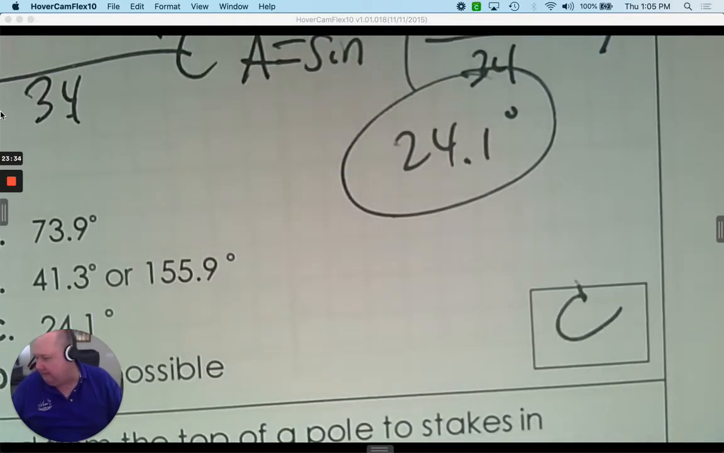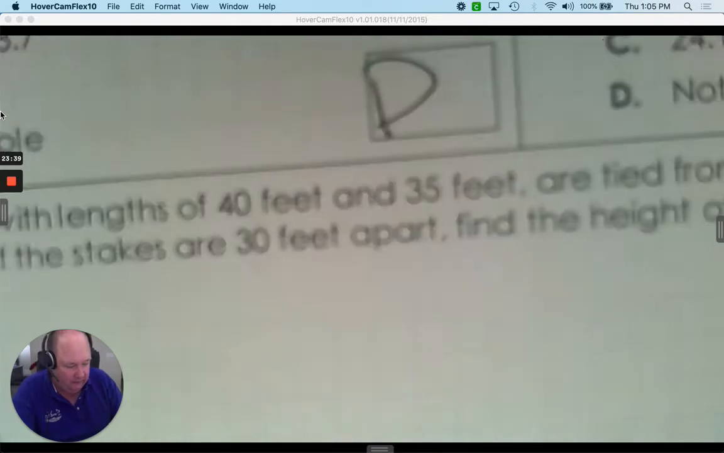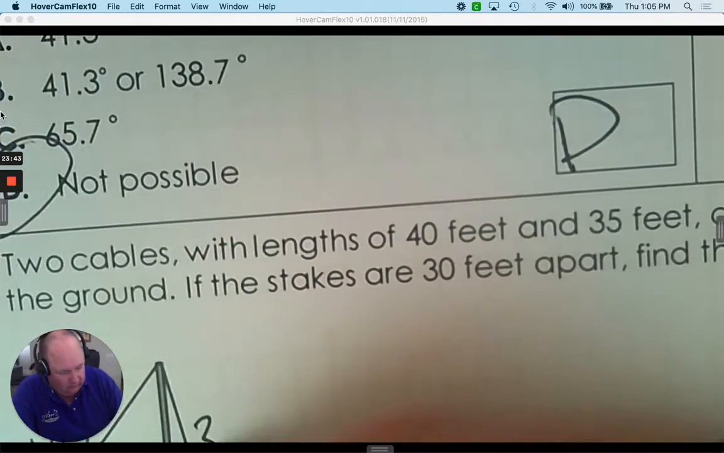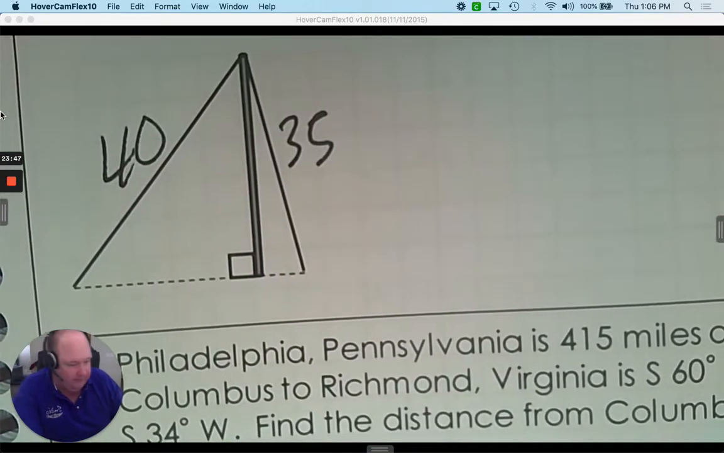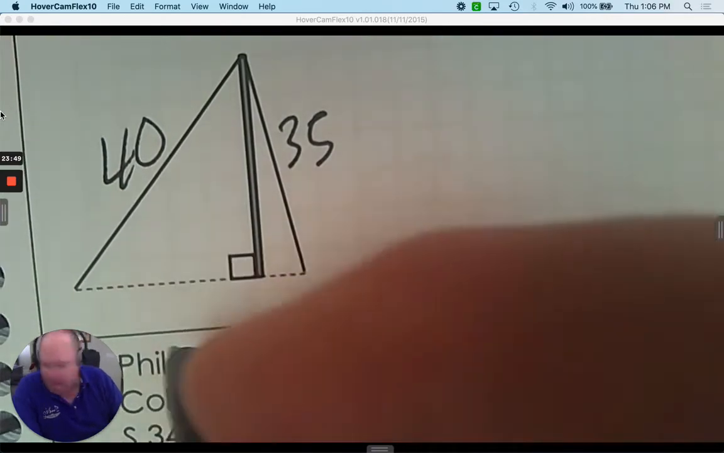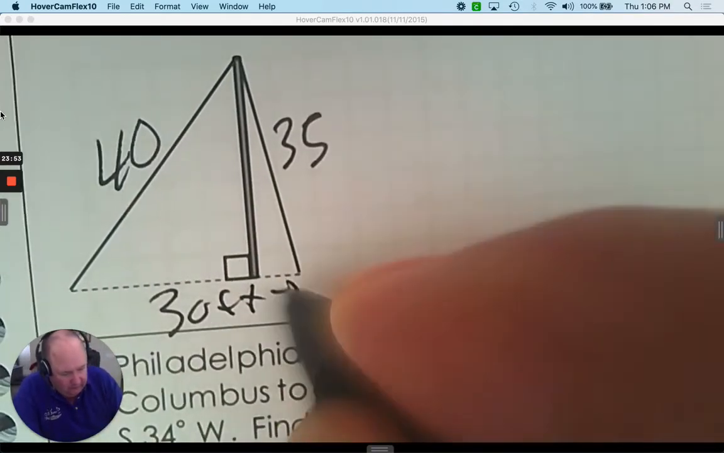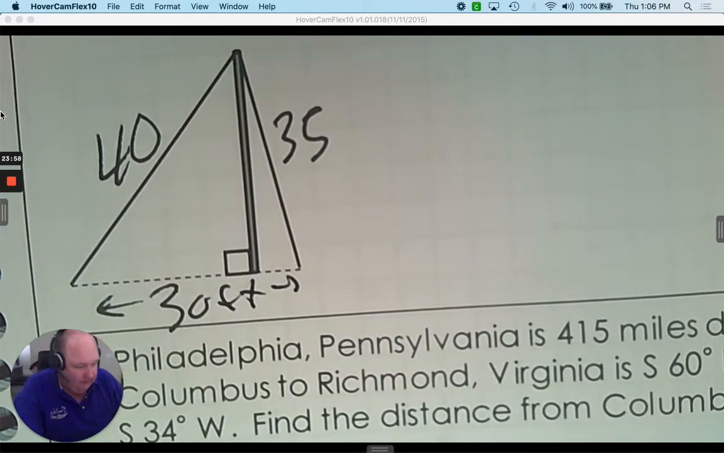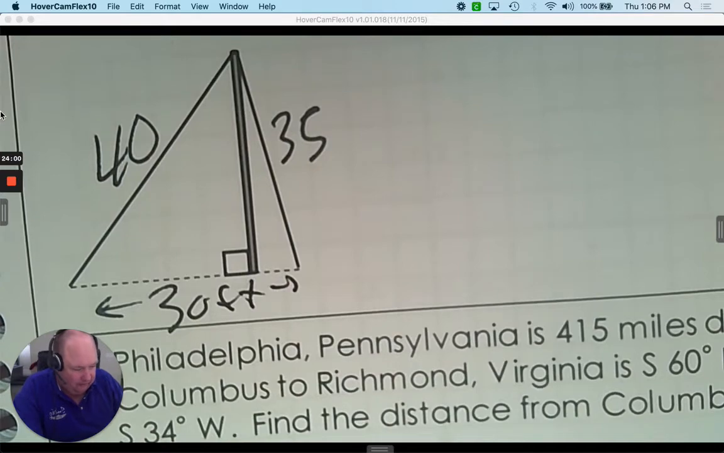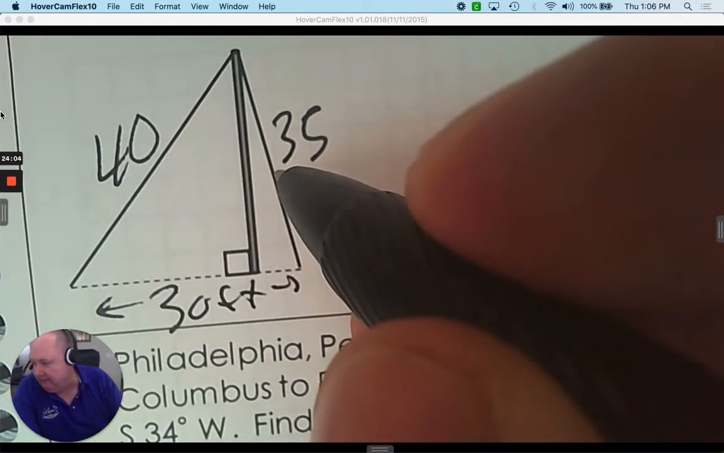Number 25. Two cables with lengths of 40 and 35 are tied to the top of a pole. So this one's longer, so that's 40, and that's 35. And it says the stakes are 30 feet apart. So down here is 30 feet all the way across. So that's what I know so far. And it says find the height of the pole. So this is what I want to find.